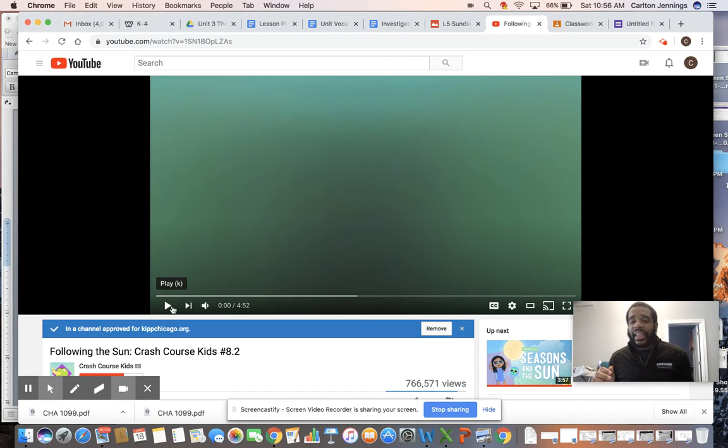So this is just like the unit we had about light and sound. When something blocks the light, it creates a shadow. If you said shadow, great job. When something is blocking the light, it creates a shadow.